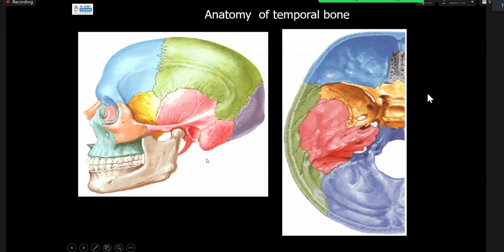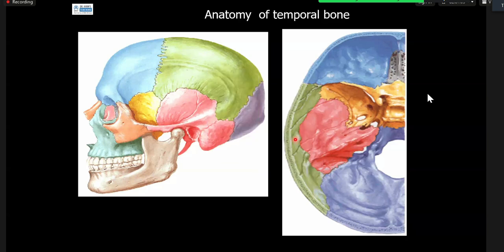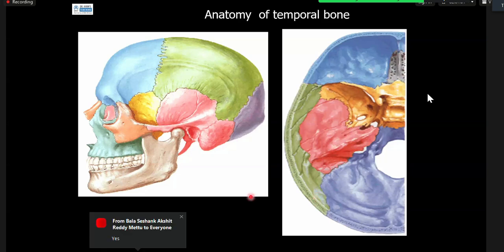Let me change my mouse to a laser. You can see my mouse? Yes, doctor. Okay, good.